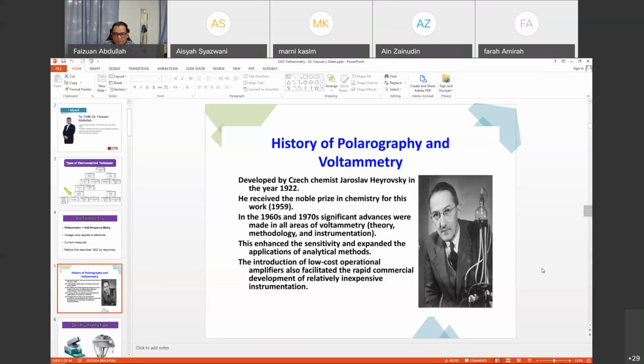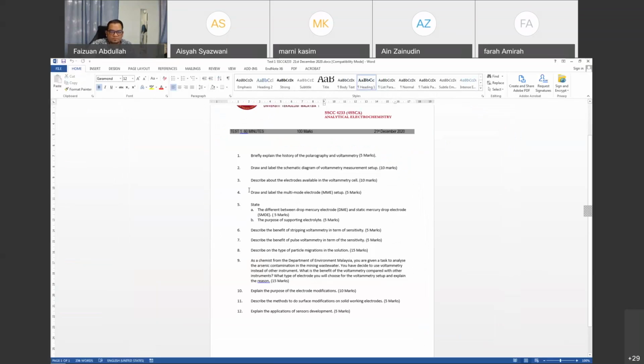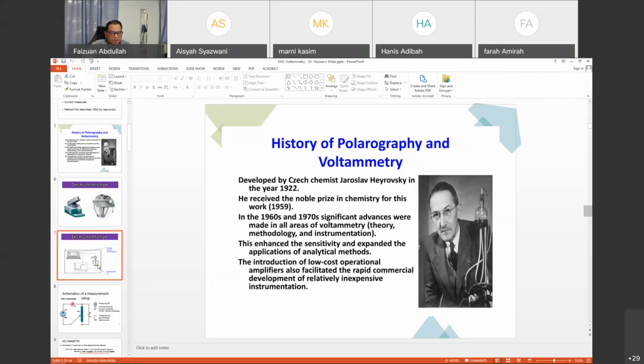Okay. They enhance sensitivity and expand the application of analytical method, introduce low cost operational amplifier. Okay, basically basic thing pasal voltammetry, polarography ni, pakcik ni. Okay, Jaroslav Heyrovsky ni. Korang jawab pasal dia tak? Jawab. Jawab ya. Okay, draw and label the schematic diagram of voltammetry measurement setup. Ini korang jawab apa? Jawab tak? Lebih kurang macam ni.